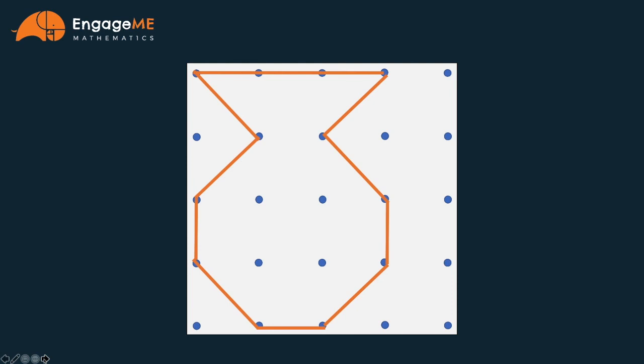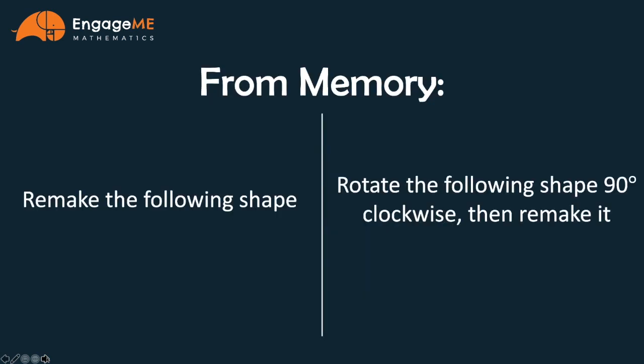They're both quite challenging. Alright, this one is our last shape to try and recreate. Let's see what we can do. You can either remake the following shape that I'm about to show you, or in your mind, you can rotate the following shape that I show you clockwise 90 degrees and then remake it. Do you think you're ready? Let's go.